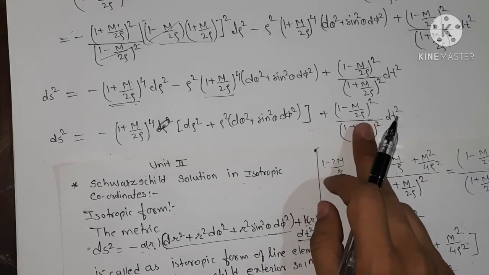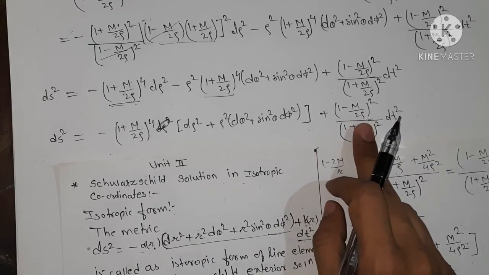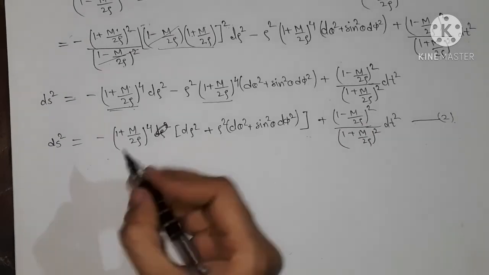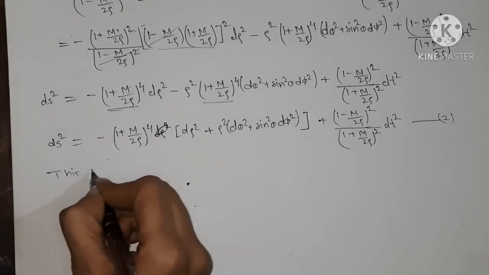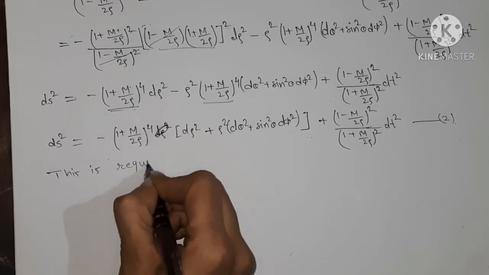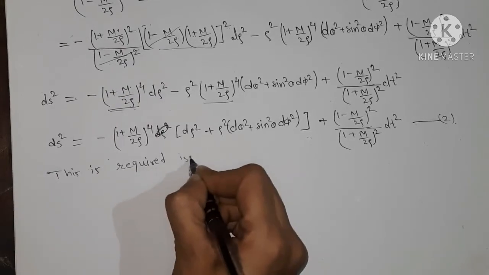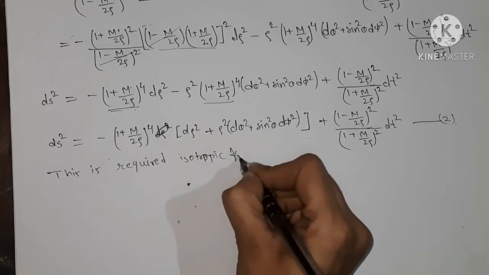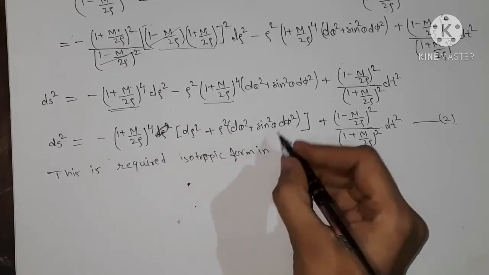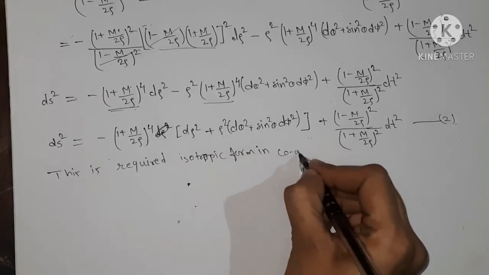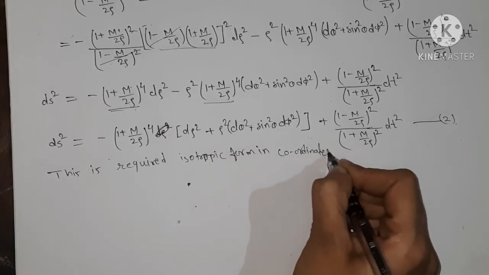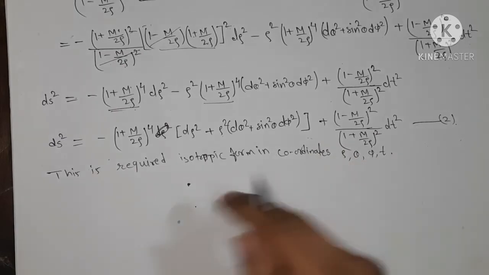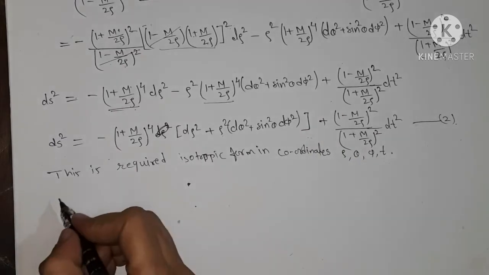Thus we get the required form, and now we give this as equation number 2, and this is the required isotropic form in coordinates. Our coordinates are ρ, θ, φ, t. In these coordinates we get the required isotropic form.